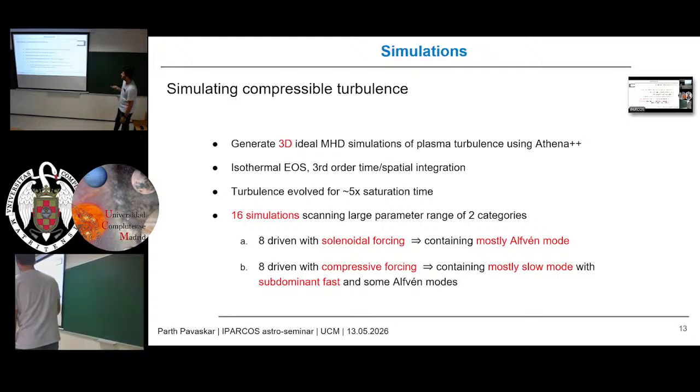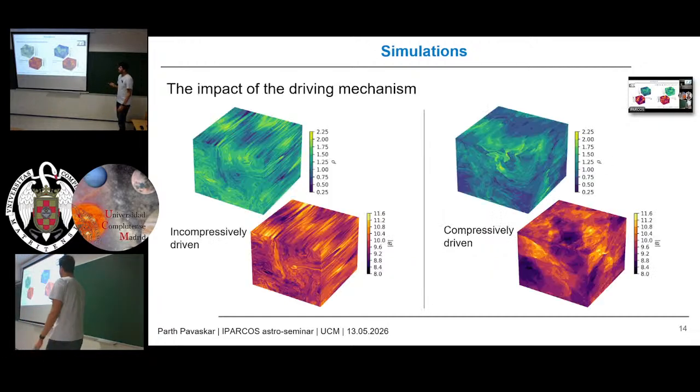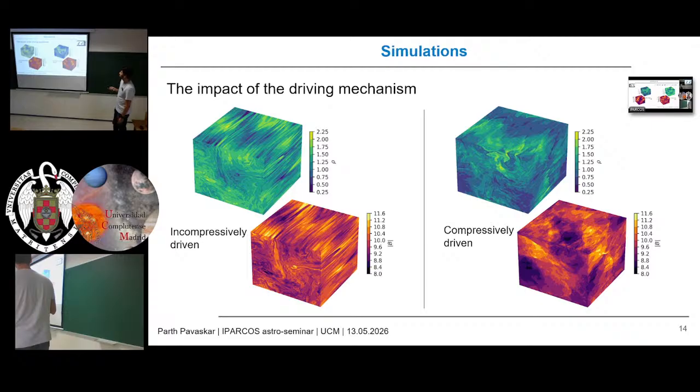And then I make a set of 16 different simulations, and I divide them in two categories. As I said before, I have 8 with solenoidal forcing, which I know are Alfvén dominated, and then I have 8 with compressive, which I know are compressible dominated, which is essentially slow plus fast. Right, and it's just a visual difference of what the driving does.